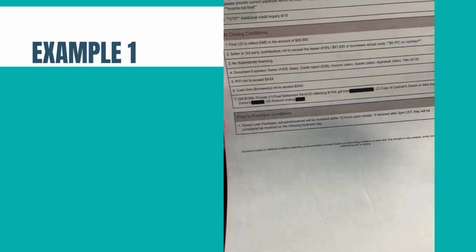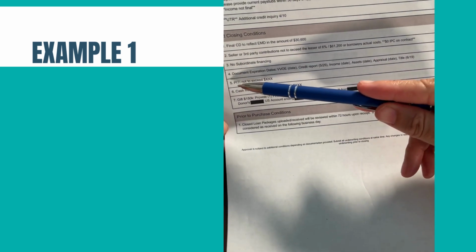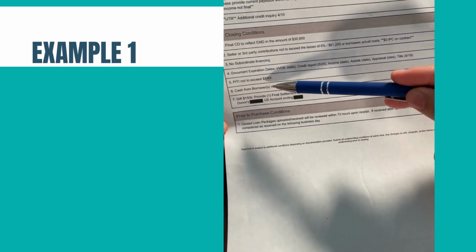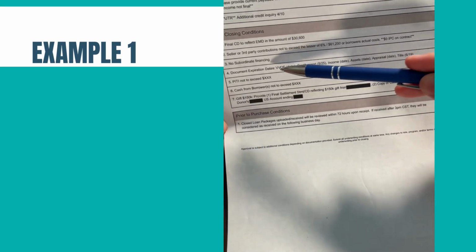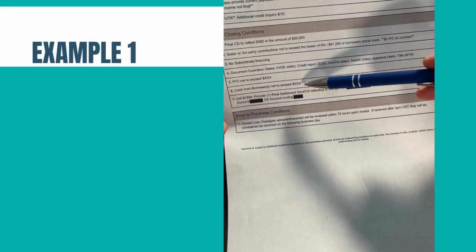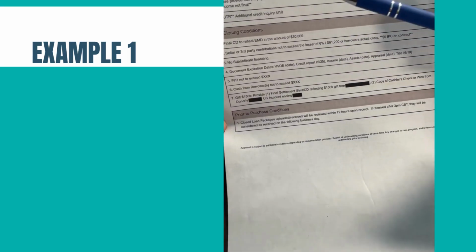Okay, so it looks like the underwriter hasn't fully filled in everything. The principal, interest, taxes, and insurance not to exceed, they haven't filled that in yet. And the cash from the borrower not to exceed, this hasn't been filled in yet. And that's because it's a conditional approval, or maybe there are certain things outstanding.